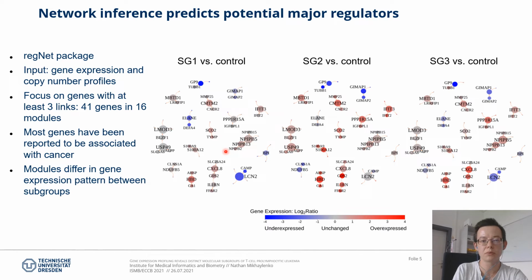By coloring the network with gene expression changes characterizing different subgroups, here's the legend, we can notice that each subgroup has specific patterns of expression alteration. For example, this model, EIF3 and EIF2, is overexpressed in the SG2 group, but is unchanged in the 2 others. And we can see the difference in other models, for example, this one, or highly connected genes.